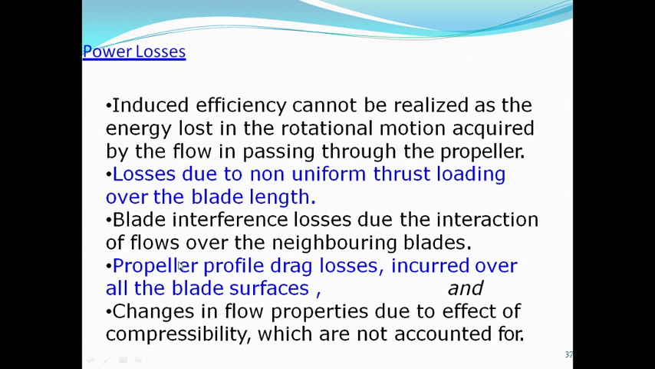The other thing is propeller profile drag. As it has a surface, that also introduces some drag force. This is not covered in the theory, but because of all these things, the real benefit will be lesser than what you expect. Changes in the flow properties, the compressibility effect: earlier in the theory we assumed completely incompressible flow, but there will always be a very small change in the density, so that also contributes to the losses.